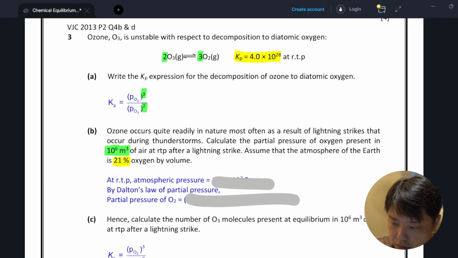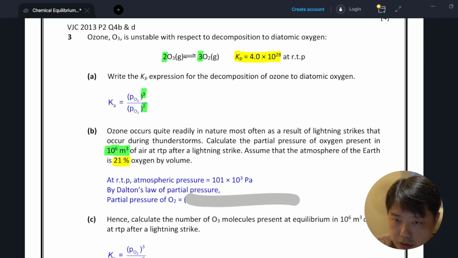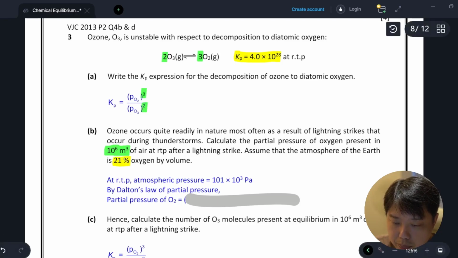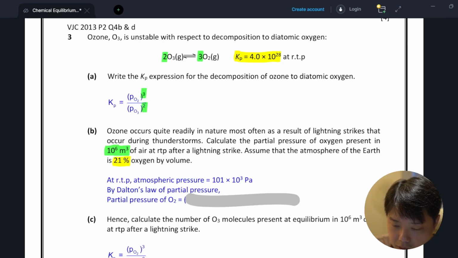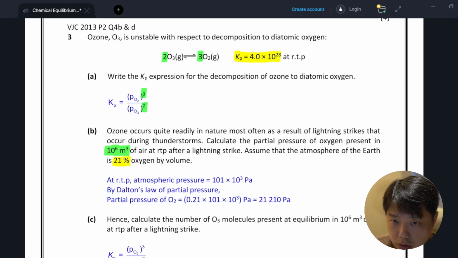So at RTP, what you will do is to write down the atmospheric pressure. This we all know is 101325 Pascal. Since we know it's 21% oxygen by volume, we'll just take 0.21 multiplied by this atmospheric pressure and we'll get the partial pressure of O2 at RTP.